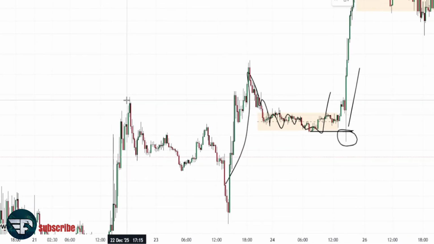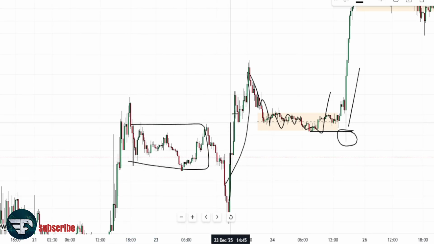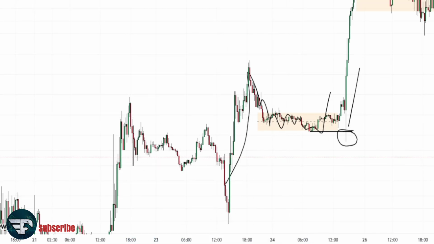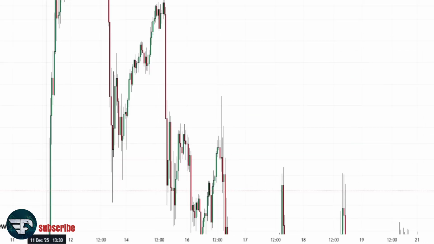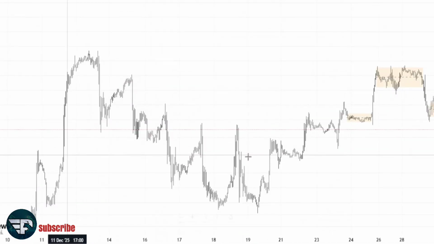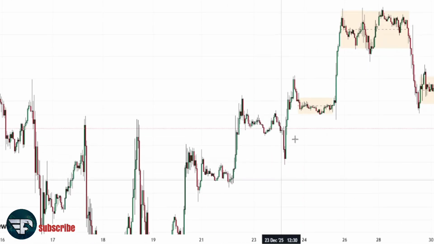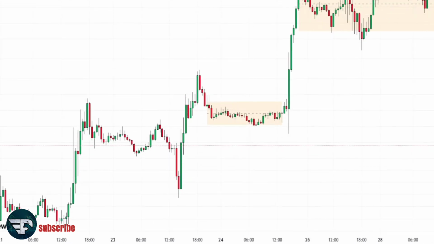You can see the same thing here. Price accumulates, distributes, and pushes. So the thing that I was talking about down there, that is the accumulation and distribution. Let me show you. It happened perfectly here. Let's come to the 30 minutes. Now let's see. You see what happened? Price accumulates right here.